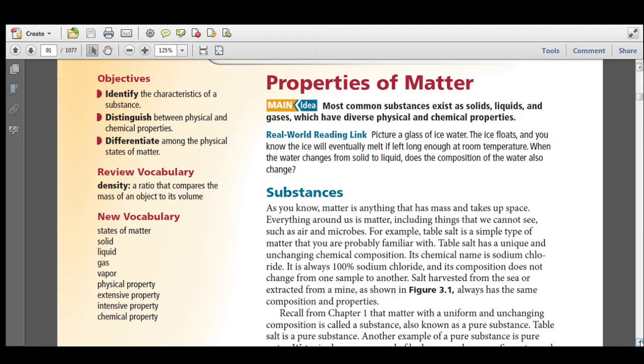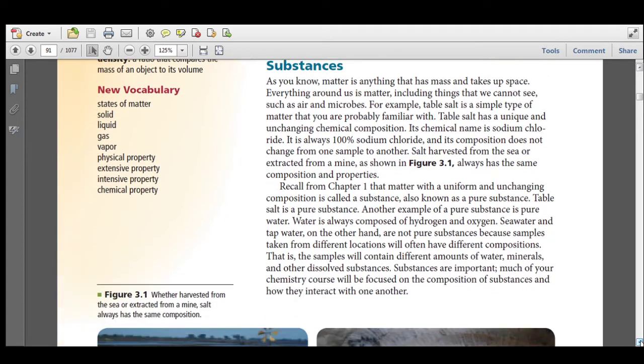As you know, matter is anything that has mass and takes up space. Everything around us is matter, including the things we cannot see, such as air and microbes. For example, table salt is a simple type of matter that you're probably familiar with. Table salt has a unique and unchanging chemical composition. Its chemical name is sodium chloride. It is always 100% sodium chloride, and its composition does not change from one sample to the other. Salt harvested from the sea or extracted from a mine always has the same composition and properties.